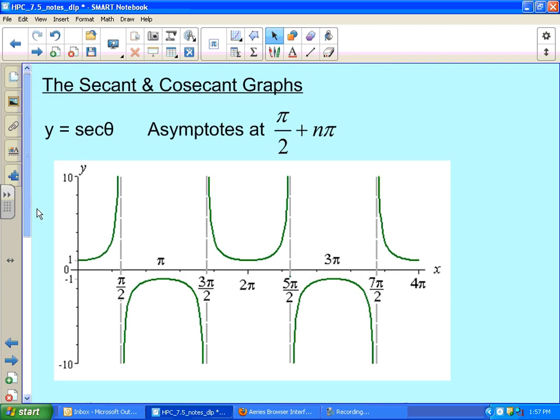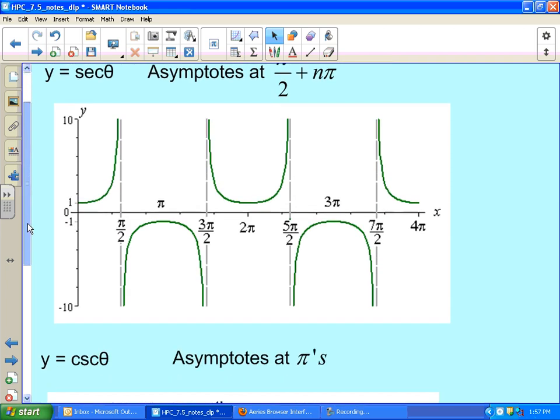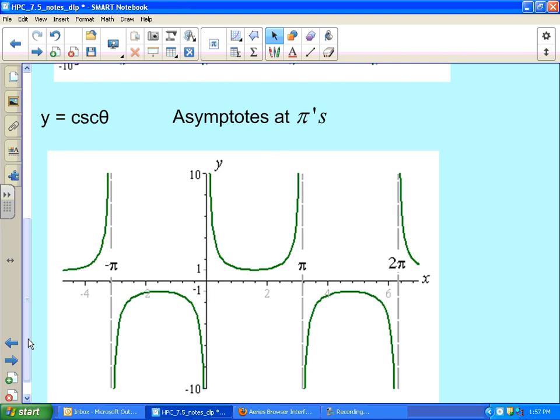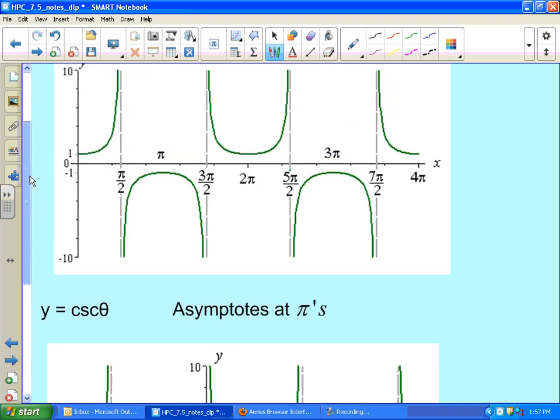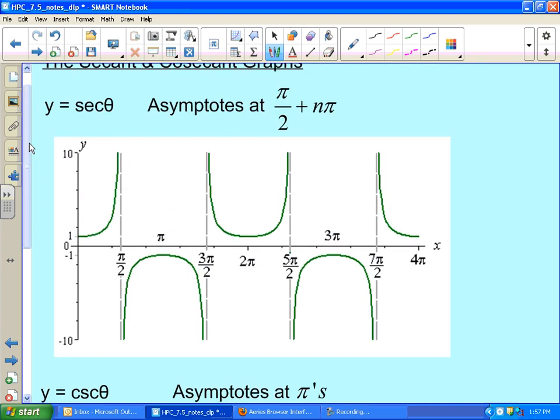Asymptotes at pi over 2 plus every n pi for the secant graph. Asymptotes at n pi for the cosecant graph. And here again, if I were to draw in for the secant curve, where's 0 at? There it is. So it looks like this. This is the cosine curve typically, starting at 1, going to 0 at 90 degrees, going down to -1 at 180. I took all those values and wrote the reciprocals.